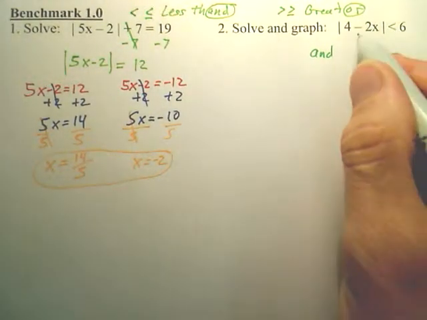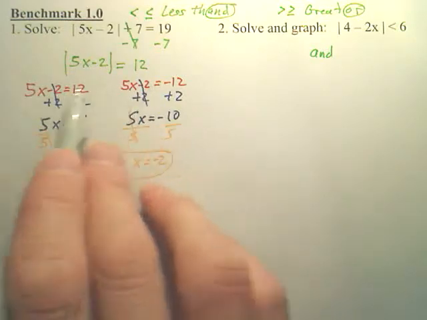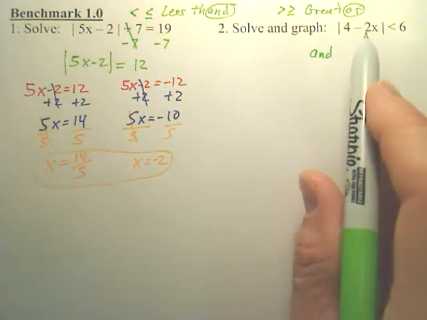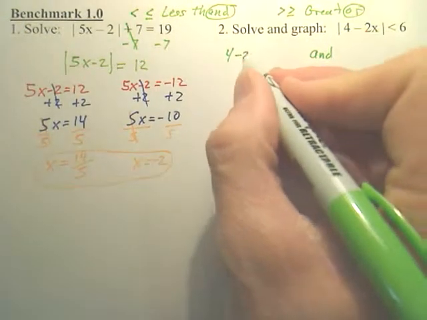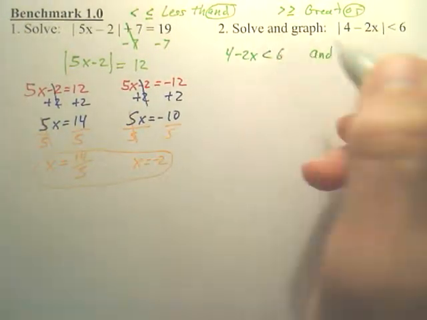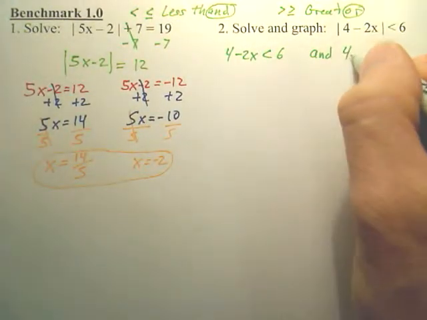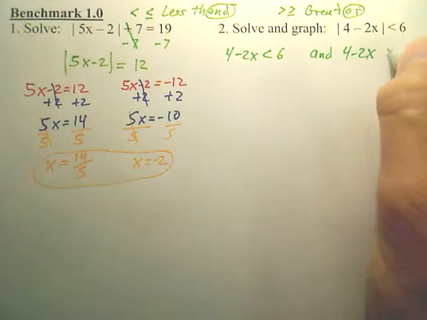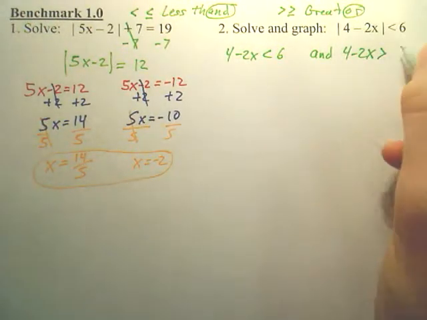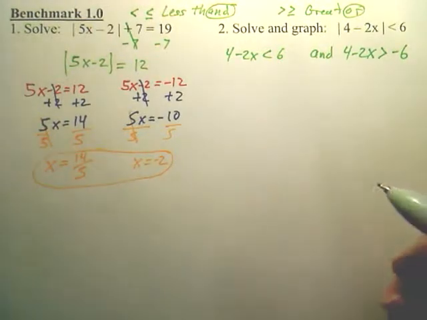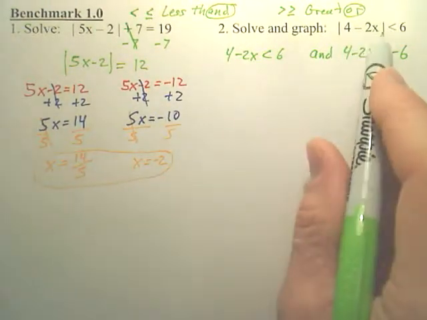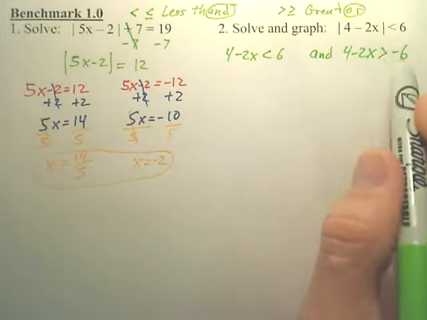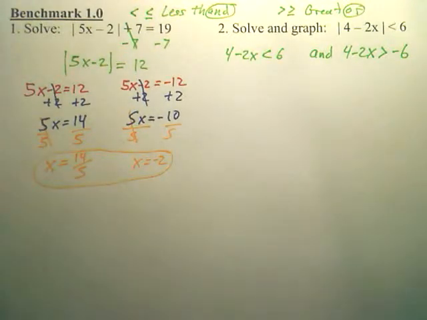Meaning, you're going to make up two equations. Just like over here, you're going to make up two equations, but it's going to be an and. So your first equation is simply going to be 4 minus 2x is less than 6. And the other one is going to be 4 minus 2x, switch the sign and change it to a negative 6. So the first one's exactly the same. The second one, the inside, you flip the sign and flip that sign.